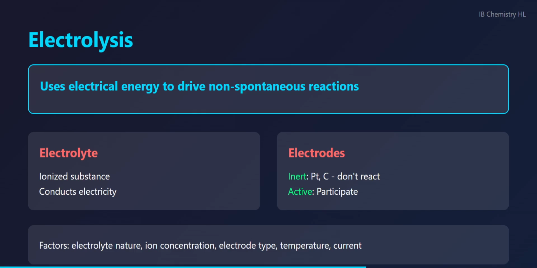Electrolysis uses electrical energy to drive non-spontaneous redox reactions. Key concepts include the electrolyte, which is an ionized substance that conducts electricity, inert electrodes such as platinum and carbon that do not participate in the reaction, and active electrodes that do participate. Factors affecting electrolysis include the nature of the electrolyte, concentration of ions, type of electrode, temperature, and current and time.